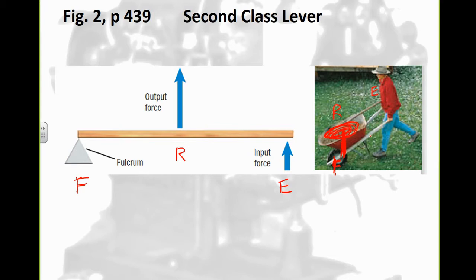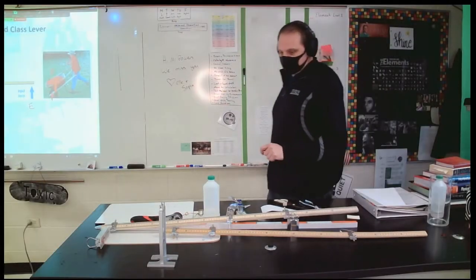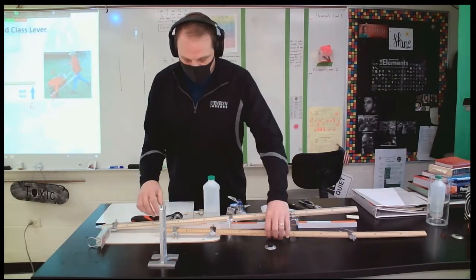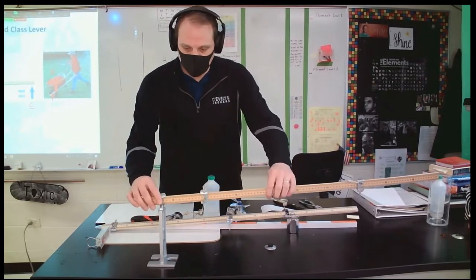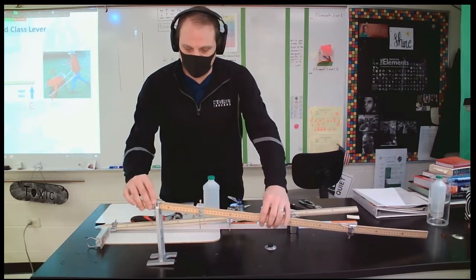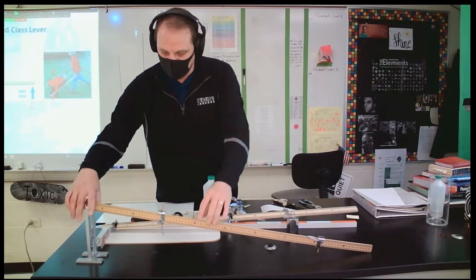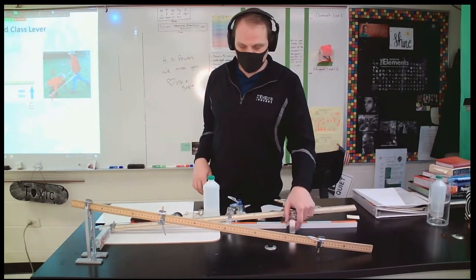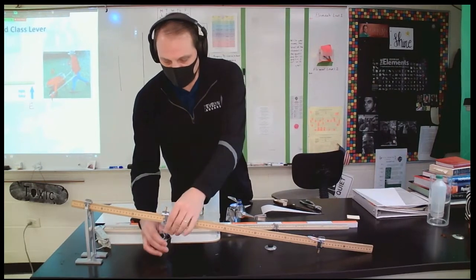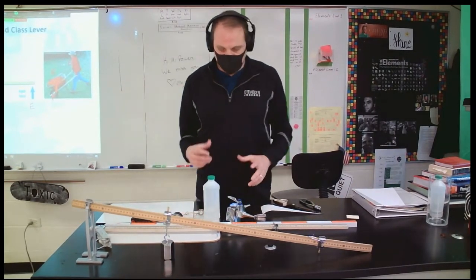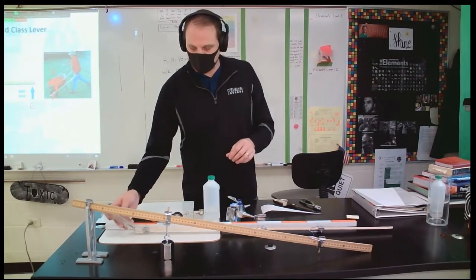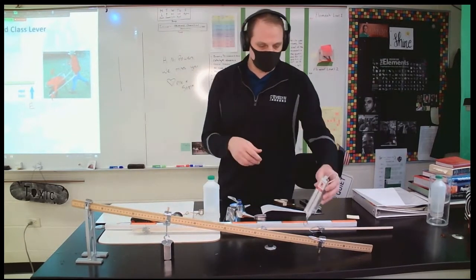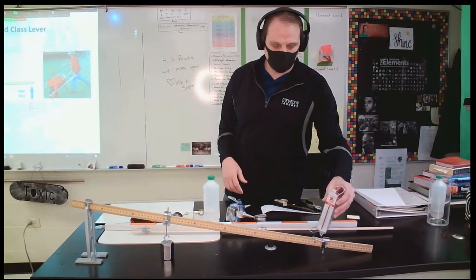So let's see what that looks like with these meter sticks. With the meter sticks, let's go ahead and put the fulcrum on one end. Okay. And then now we want to have our resistance in the middle, right? So we've got to put our resistance in here. And our effort has got to be on the other end opposite of the fulcrum.